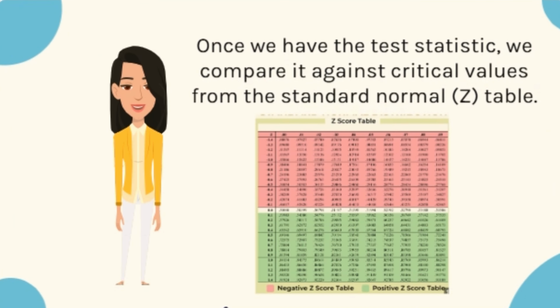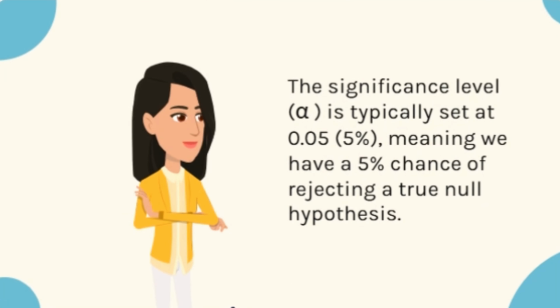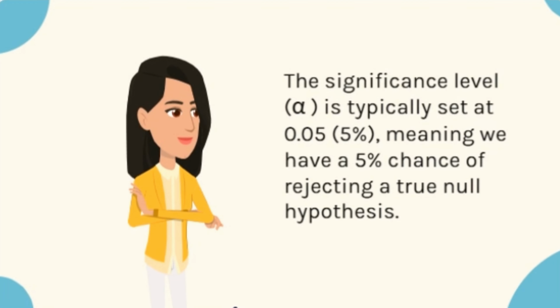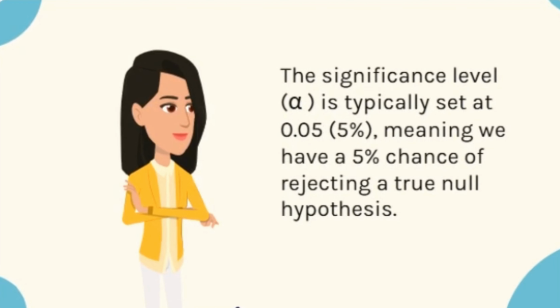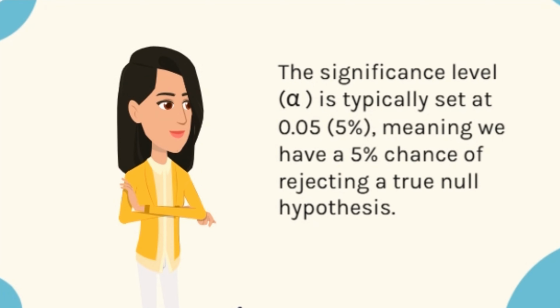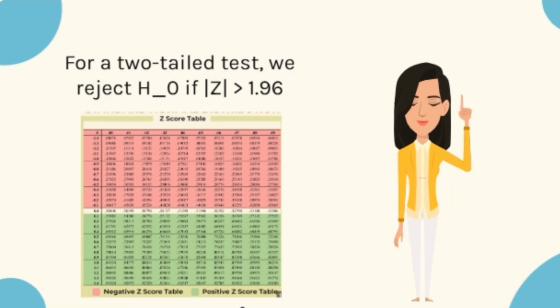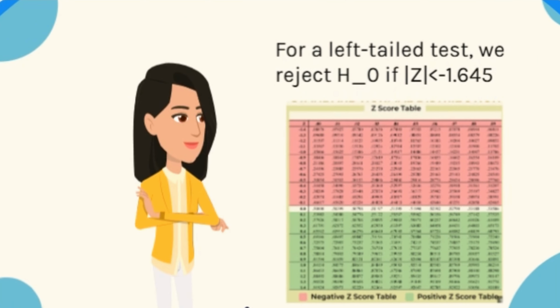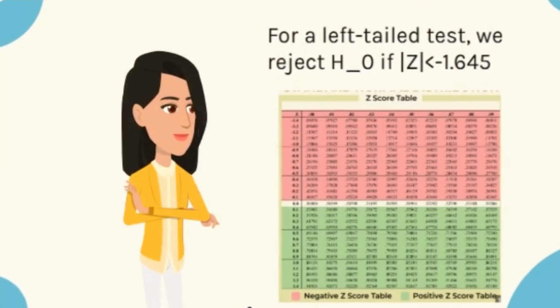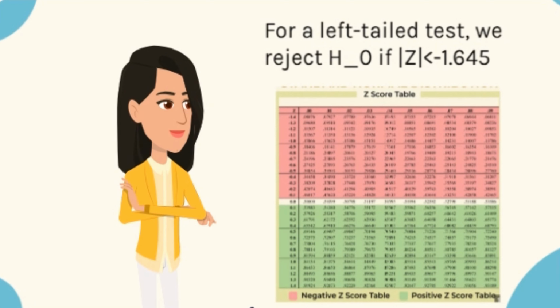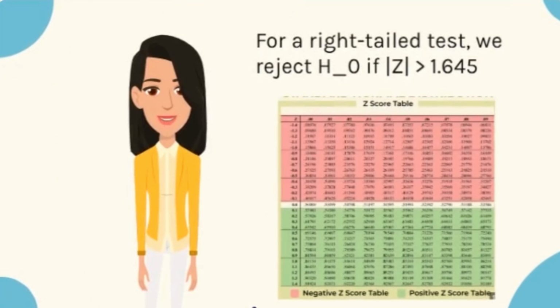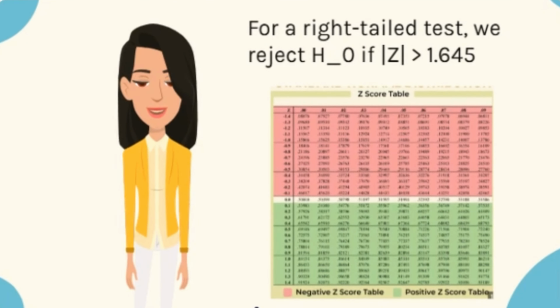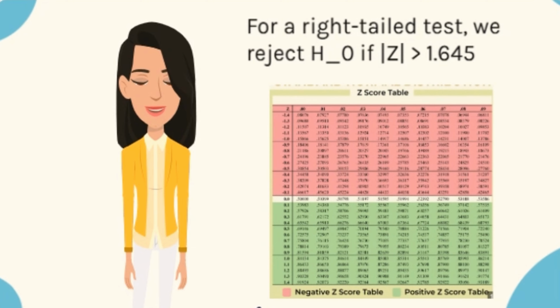Choosing the significance level and critical region. Once we have the test statistic, we compare it against critical values from the standard normal Z table. The significance level is typically set at 0.05, meaning we have a 5% chance of rejecting a true null hypothesis. For a two-tailed test, we reject H0 if the absolute value of z is greater than 1.96. For a left-tailed test, we reject H0 if z is less than minus 1.645. For a right-tailed test, we reject H0 if z is greater than 1.645.